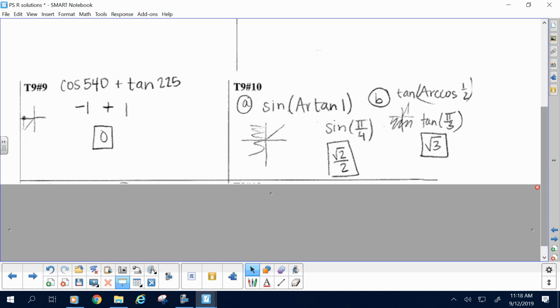All right, so the idea is work inside out. Start by saying at what angle is tangent 1, which is pi over 4. If that's pi over 4, then you do the sine. So work inside out. Okay, yes?